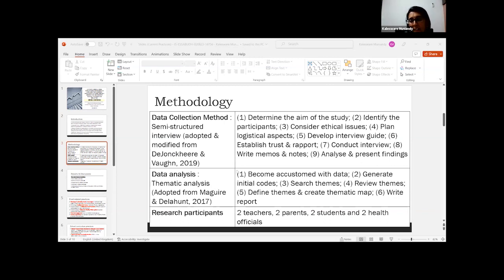You can see those 9 stages. I'm not going to go through the 9 stages. And then the data was analyzed using thematic analysis, which has 6 stages. And I have incorporated 2 teachers, 2 parents, 2 students, and 2 health officials to ensure that I have data triangulation to get different sources.